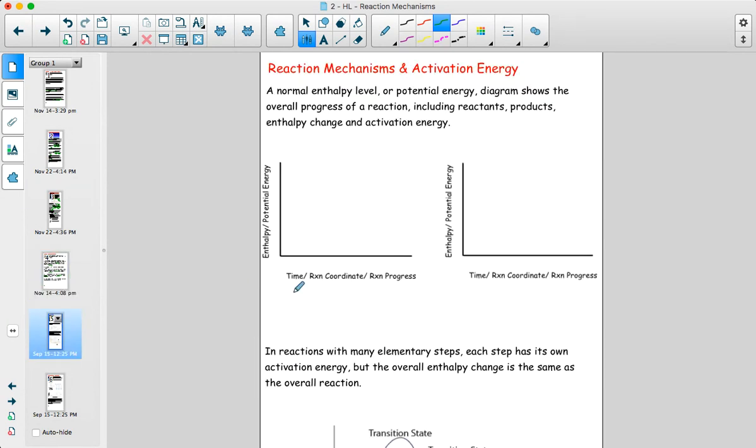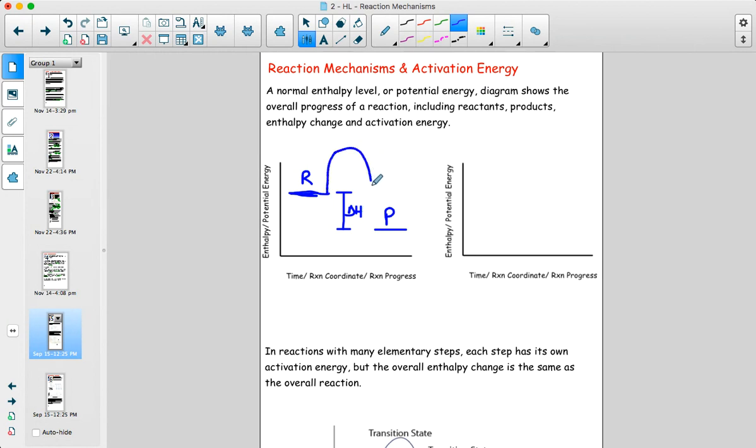The last thing we'll look at with reaction mechanisms is considering their activation energy. And so for normal reactions, when we can just consider overall reactions, we think of these enthalpy level diagrams or potential energy diagrams that we've looked at before. And so one that is exothermic would involve reactants converting into products and resulting in the release of energy as heat. And that's because the change is negative, so there's a loss of potential energy, and that's the energy that gets released to the surroundings as heat energy.